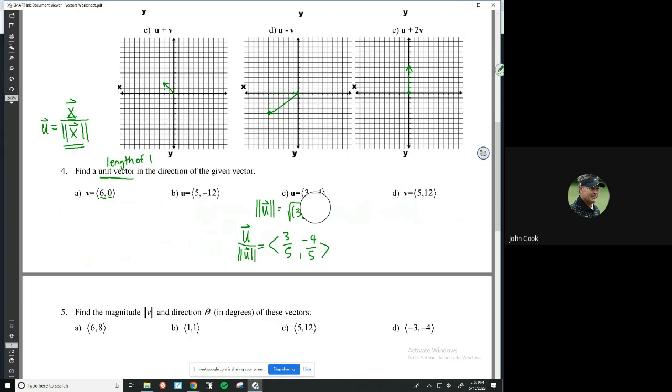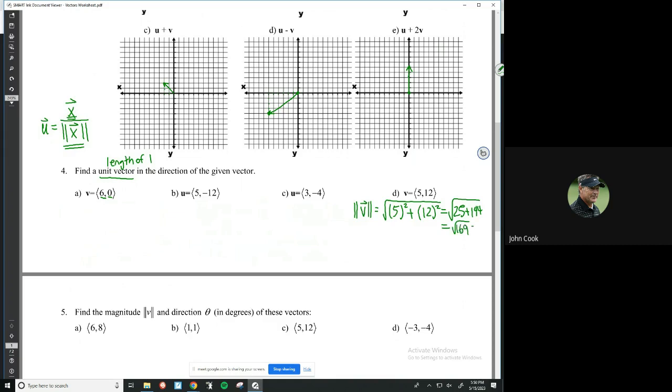All right, last one, D. Here we go. So we find the magnitude first. The magnitude of the vector v is going to be equal to the square root of 5 squared plus 12 squared. So that's going to be the square root of 25 and 144. So that's going to be the square root of 169 again, which is just 13. So the unit vector for v is going to be the following. It's v over its magnitude. And so then we get 5 over 13, and then 12 over 13. And there's our unit vector for the letter D.